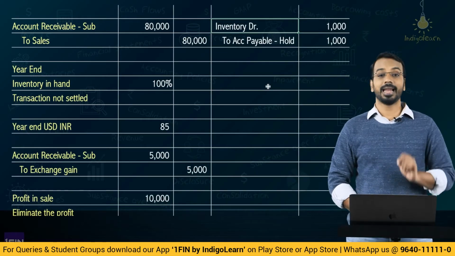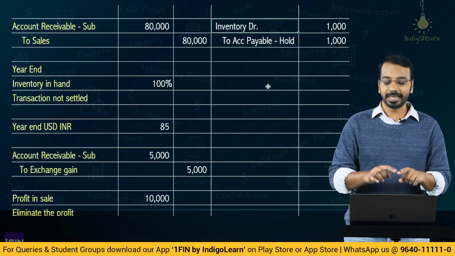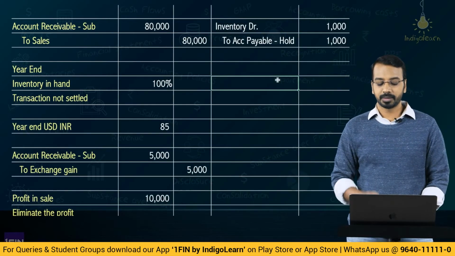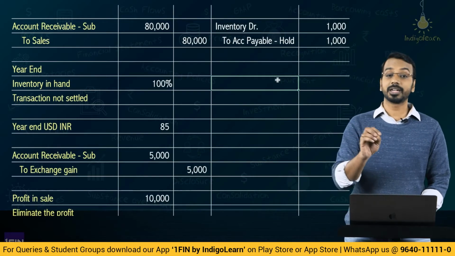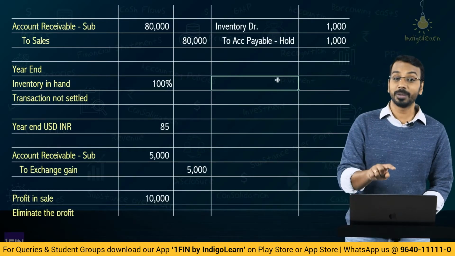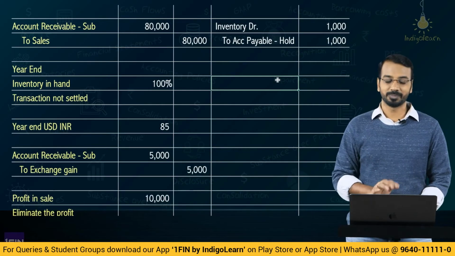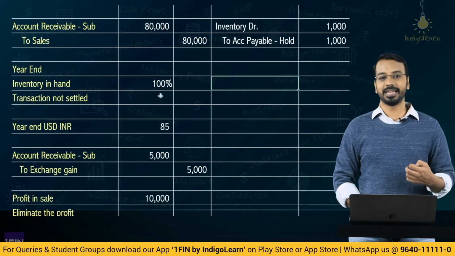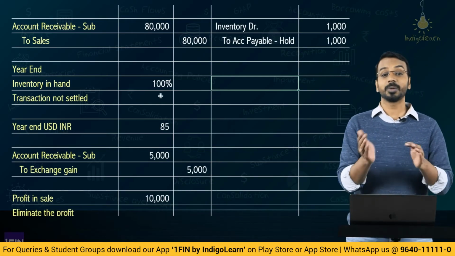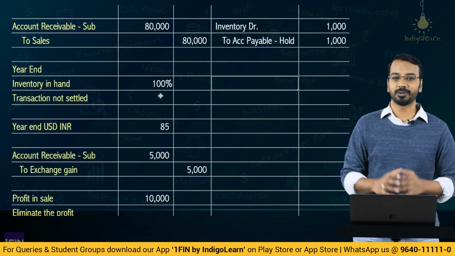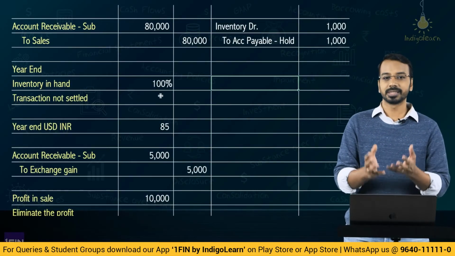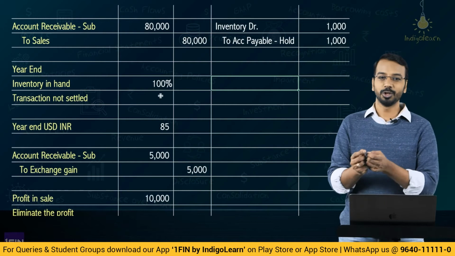Now, one more thing that will happen is when you are consolidating, this account payable will be converted at the closing rate and the account payable will also be 85,000. Here the account receivable is 85,000, there the account payable after conversion is again 85,000, and whatever is the difference will be accumulated as a part of the OCI.